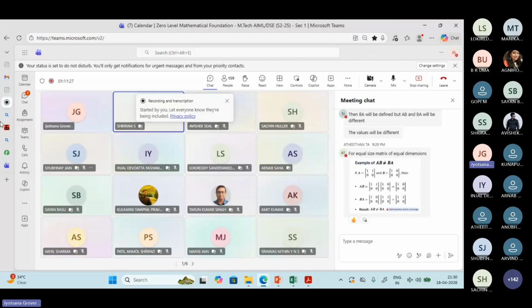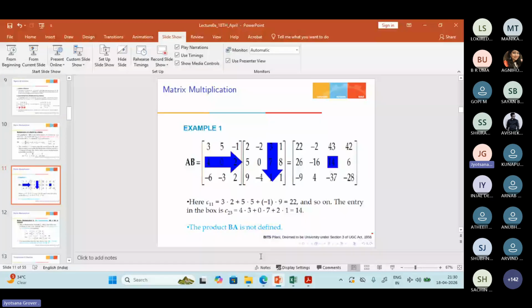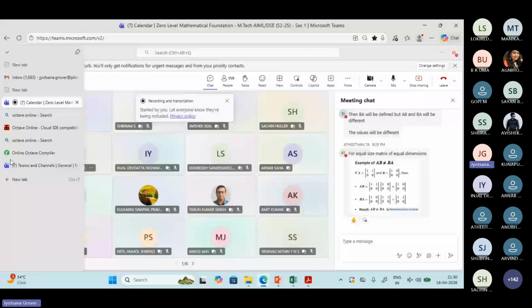See, it's not that every time A and B are of the same size, A into B will be defined. Say A is a matrix of 3 cross 2, and B is also 3 cross 2. You cannot multiply them, because the number of columns of A, which is 2, is not matching with the number of rows of B. Okay, you got it now? Yeah.